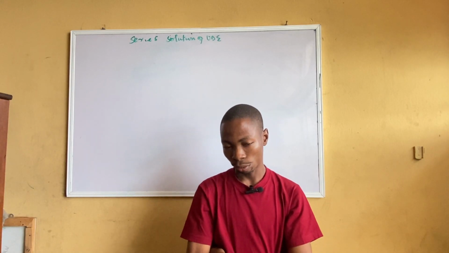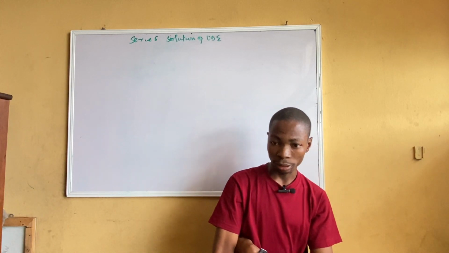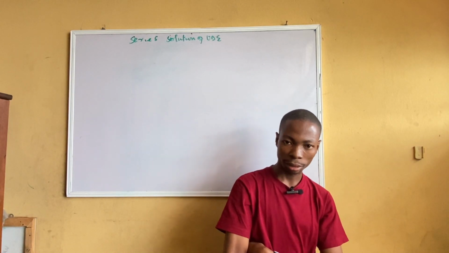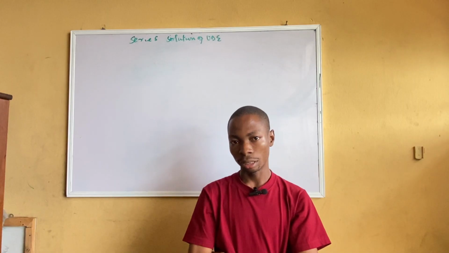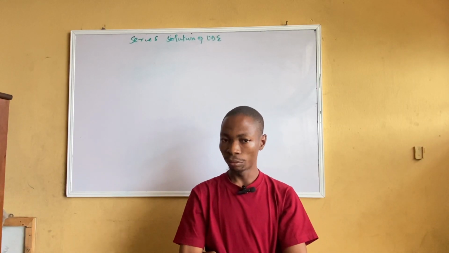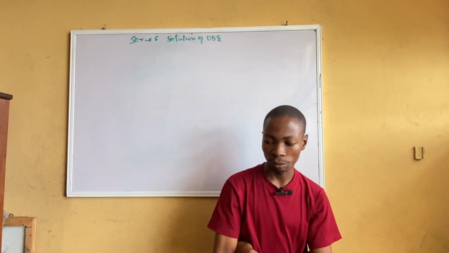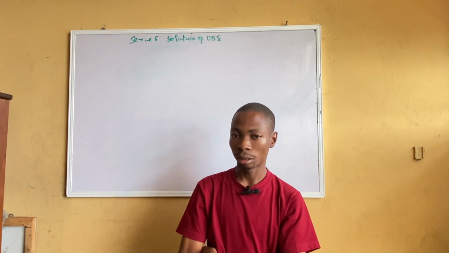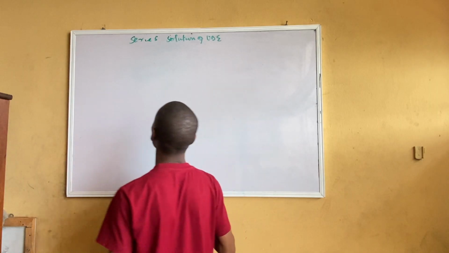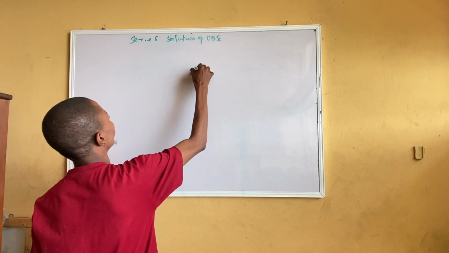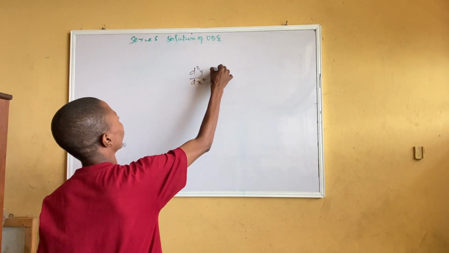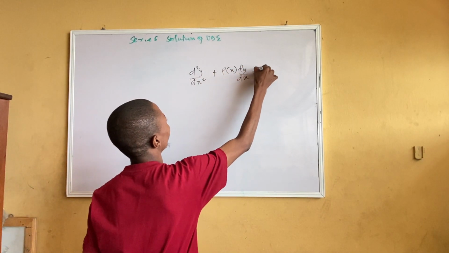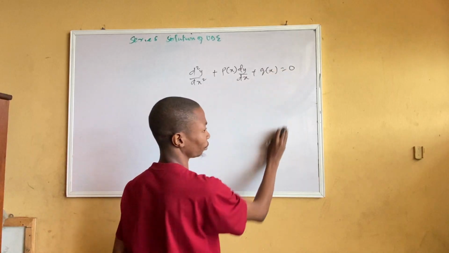So let's go back to ordinary points and singular points. We define an ordinary point: a point x equals x naught is an ordinary point if the coefficient p of x in the differential equation does not turn to infinity at that point. What I mean is, when we have d squared y dx squared plus p of x dy dx plus q of x equals 0.